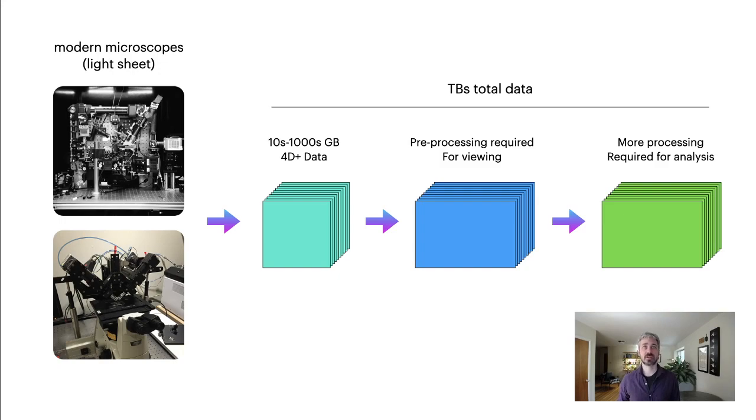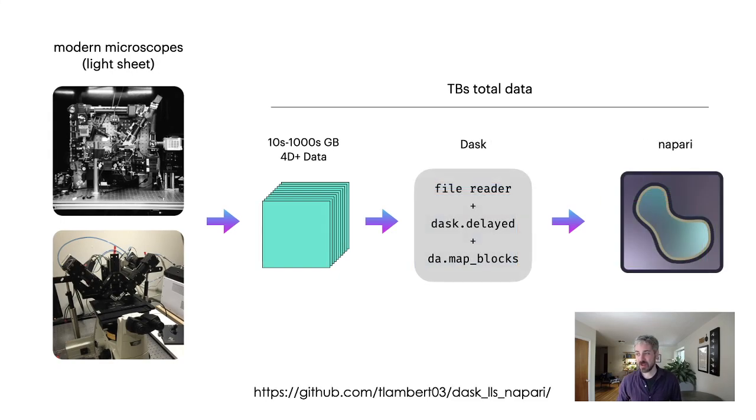They often are also characterized by the need for pre-processing before you can really even make sense of the data. And it is not uncommon for people to store the raw data with the pre-processed and perhaps analyzed data all on disk, and that can quickly balloon out of control. And so the pattern here that I've come to love is using Dask delayed and Dask map blocks to queue up that reading and processing lazily, and then using Napari at the end of that chain to view it, which lets me store just the bare minimum amount of data on disk.